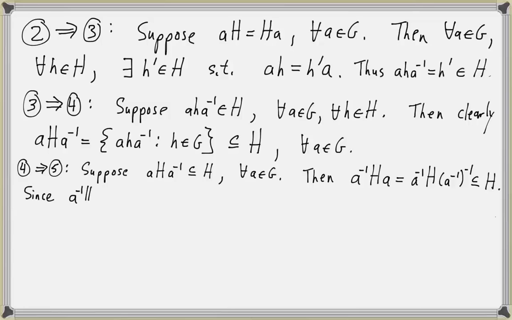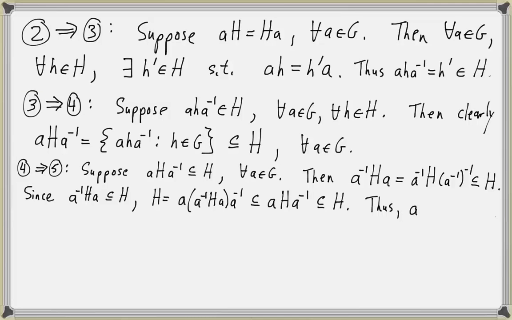Since a⁻¹Ha is a subset of H, if I take the conjugate of both of these sets by a, we see that H, which can be written as a(a⁻¹Ha)a⁻¹, must be a subset of aHa⁻¹, but we already showed that this set was a subset of H. So the only way that H can be on both ends of this chain of subsets is if all these sets are equal. Thus aHa⁻¹ equals H for all a in G.